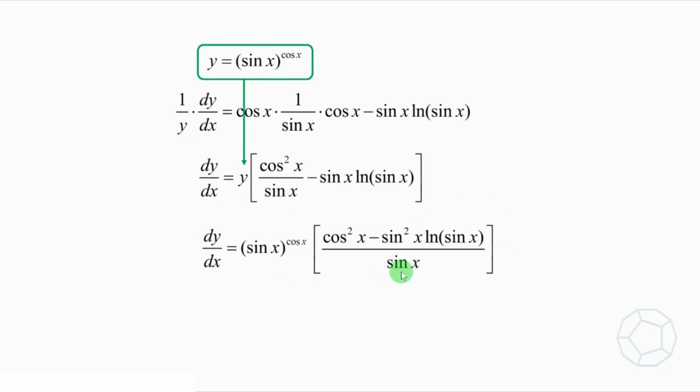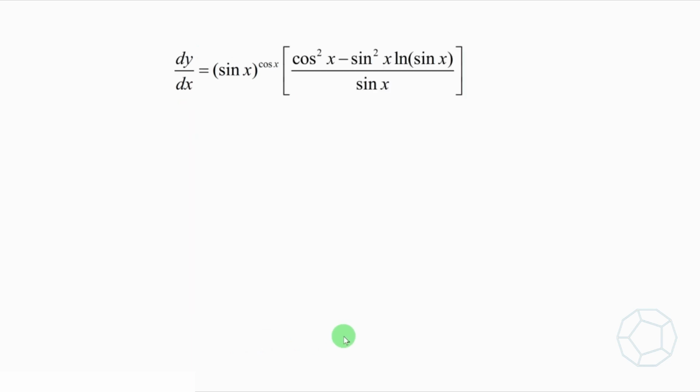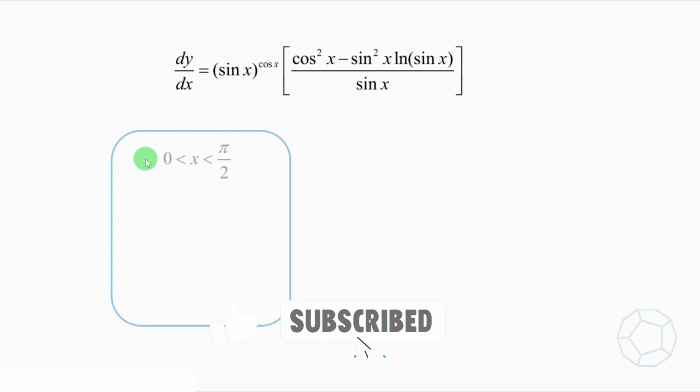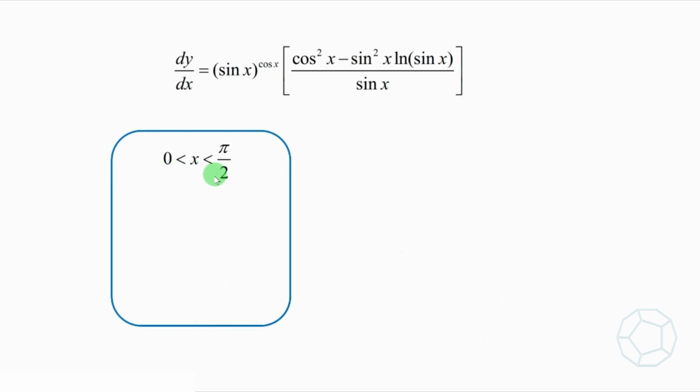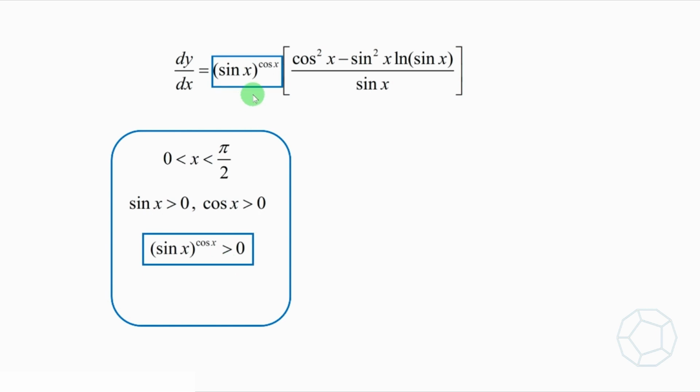It looks quite complicated. So how do we use this to prove that the graph C1 is increasing? Let's check the signs of the terms. In the introduction, we have discussed that x is between 0 and pi over 2. Therefore, both sine x and cosine x are larger than 0. Then the exponential term is also positive. For the term in the bracket, clearly the square terms are larger than 0. So all the terms in blue rectangles are positive.